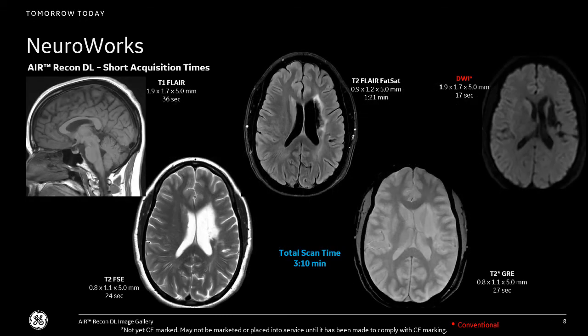And here's again an example to show that you can cover an entire exam using AIR Recon DL. So here is based on a fast brain protocol. We've covered all the planes really needed for a routine brain protocol, all the contrast needed, and we can have a total scan time of only 3 minutes and 10 seconds.